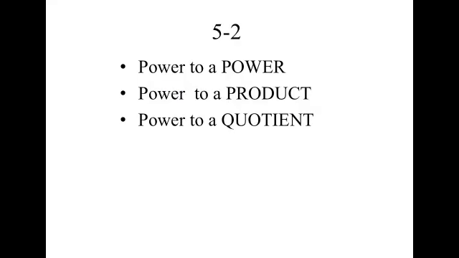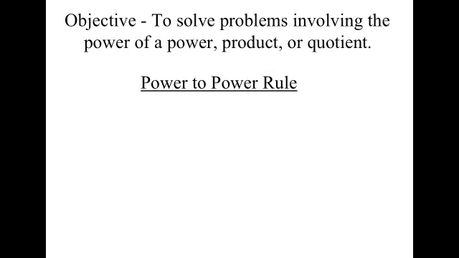This is section 5.2. We'll be covering power to a power, power to a product, and power to a quotient. Power to a power rule states that you have an exponent and you're taking it, multiplying it by another power. So this is where you see x to the a power, all to the b power. When we do this, the shortcut would be to multiply our exponents.